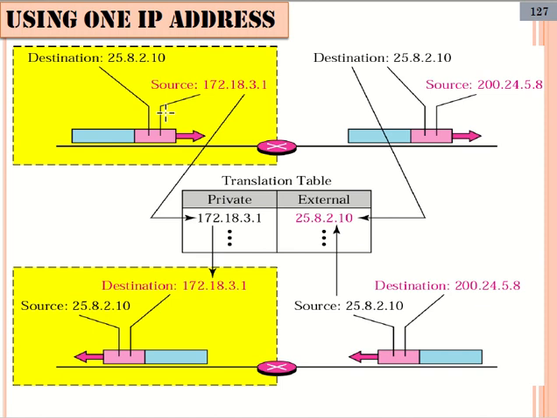This disadvantage can be overcome by one more method, the third method, in which both the IP address as well as the port address can be used by the network address translator. So the first one is only one IP address, the second one is a pool of IP addresses, and the third one is both IP address as well as port address.